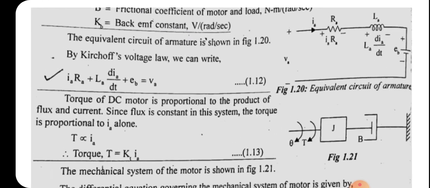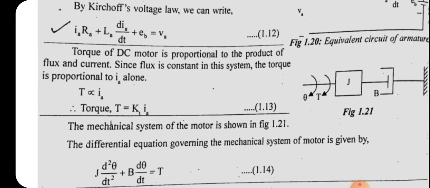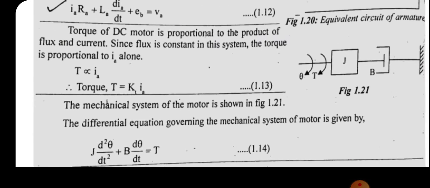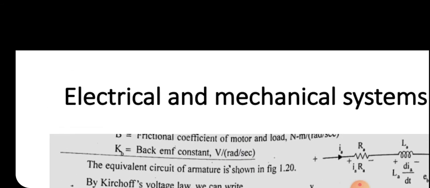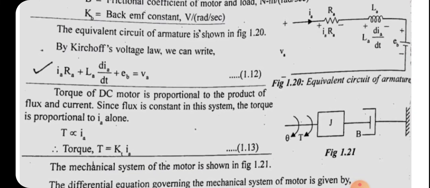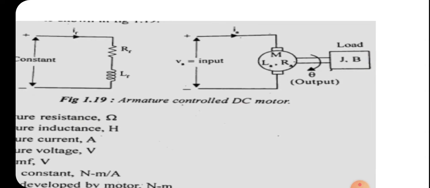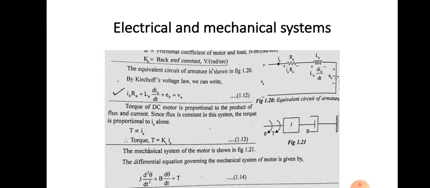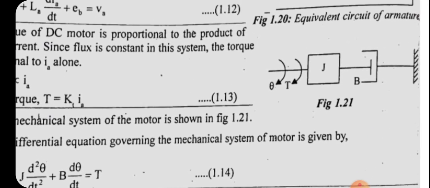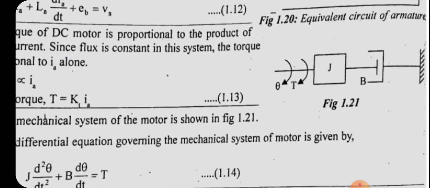So this is the electrical part, and next is the mechanical system of the motor. The mechanical system consists of J and B and angular displacement theta. So we can draw the mechanical system like this. J is the moment of inertia and B is a constant representing the friction in the system.